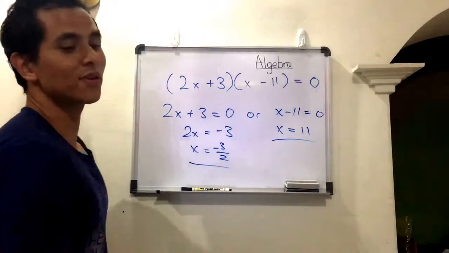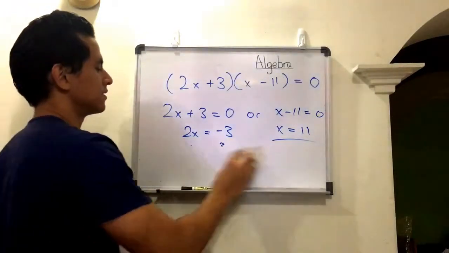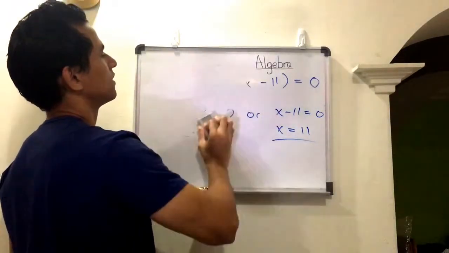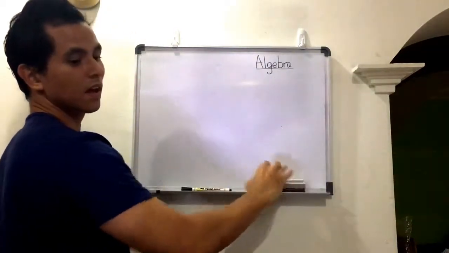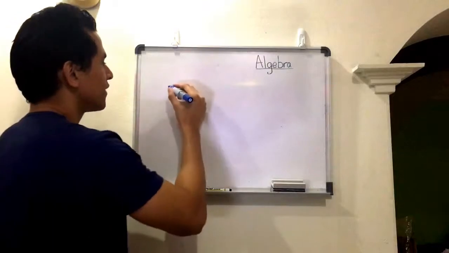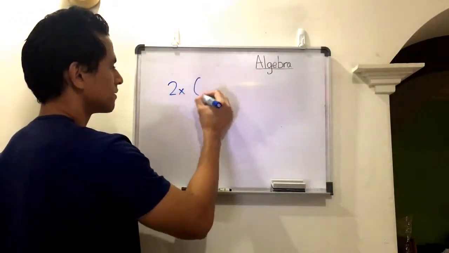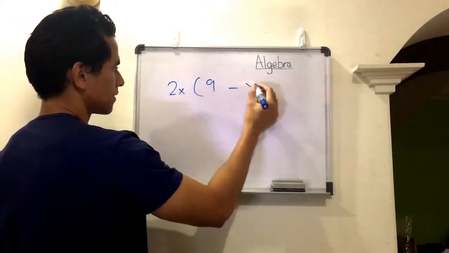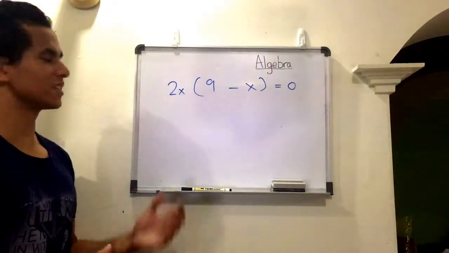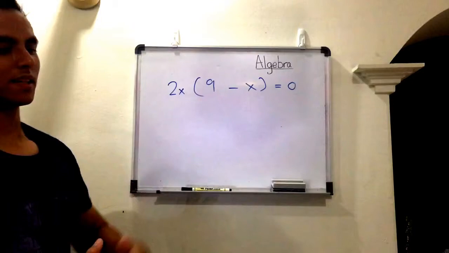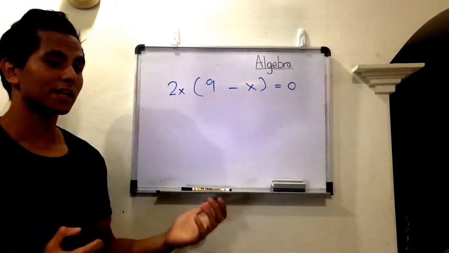Okay, great. Let's move on to our third example now. In our third example, we are faced with something slightly different. It's a bit different, right? It's no longer a bracket times something in a bracket. But what should we do here?